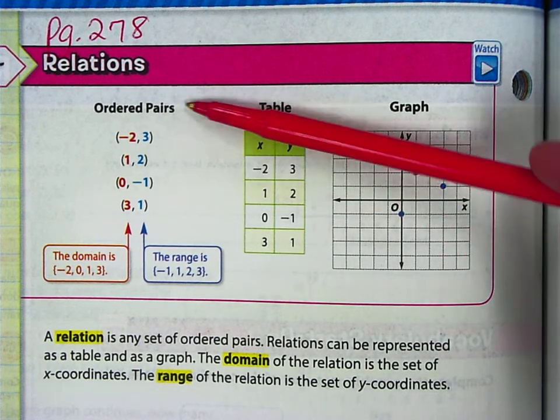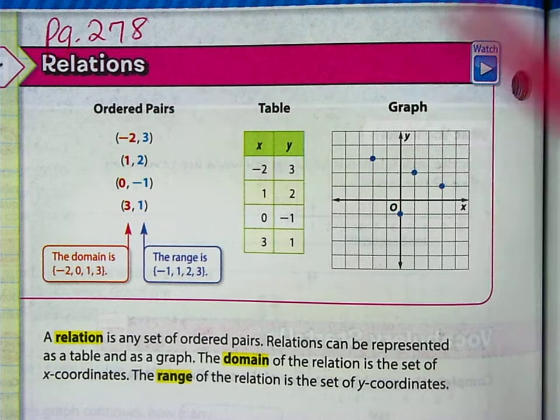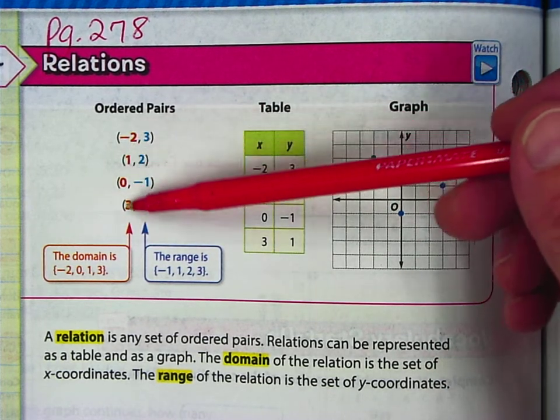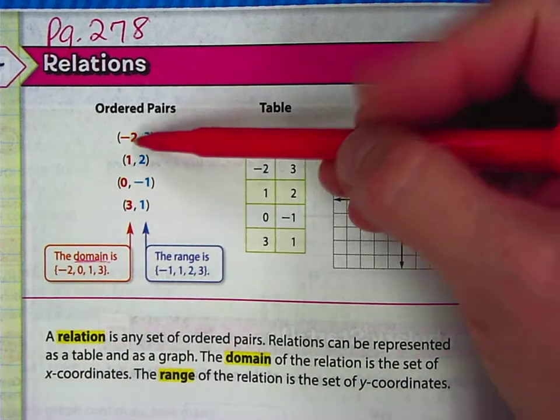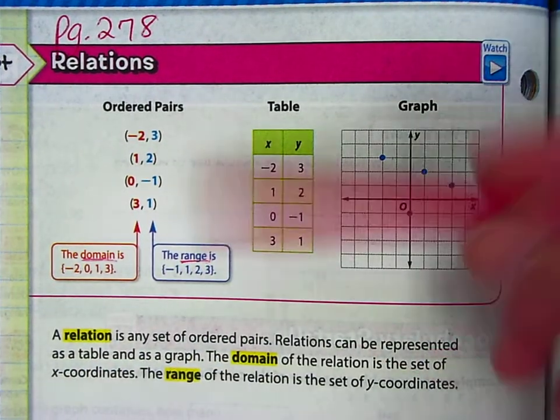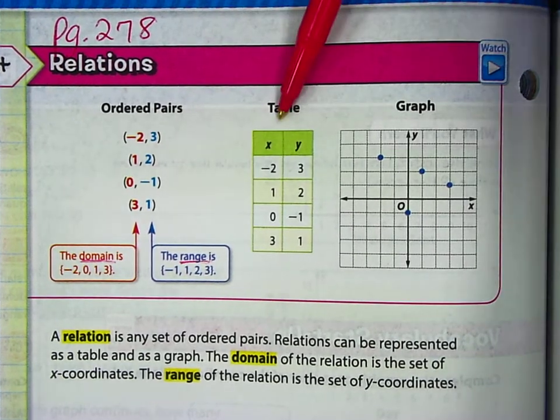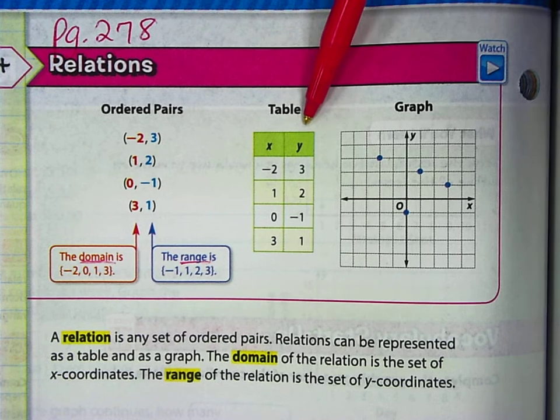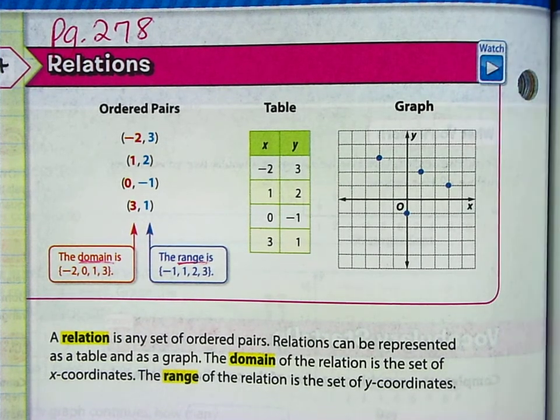All right, this is a relation. A set of ordered pairs is called a relation. The x coordinate, your x number, is called the domain. And your y coordinate, your y values, are called the range. So you can represent relations in a table of values. Remember, the first column is your x, the second column is your y. And you can represent a relation in a graph. You can graph your ordered pairs.